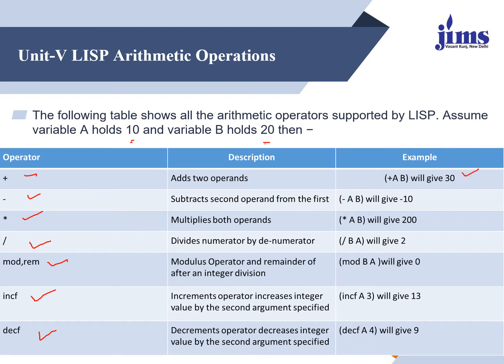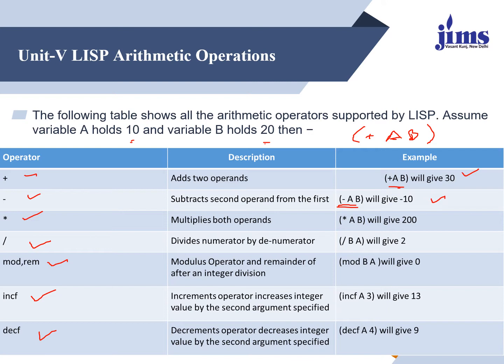We write all the operations in prefix notation. This we have already seen in the earlier class. So to write in Lisp the sum of A and B, we first write the operator, that is plus, then the operands, using a single space as a separator. To subtract we write minus A B. So minus A B means 10 minus 20, and it returns minus 10.